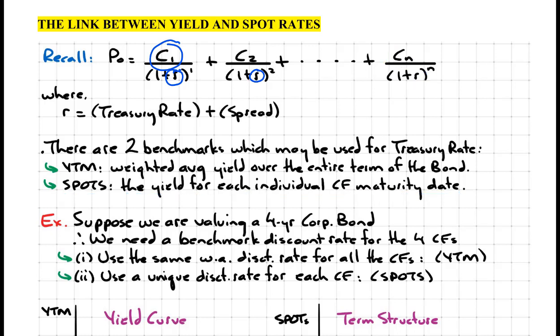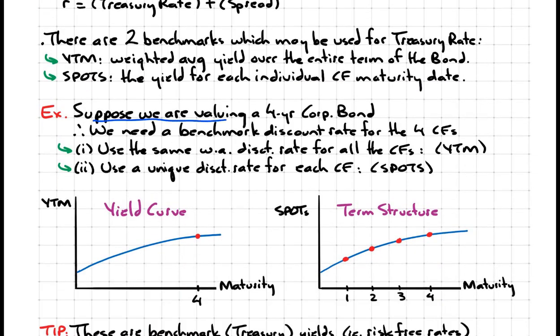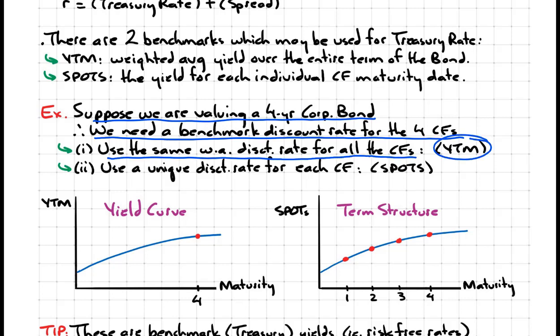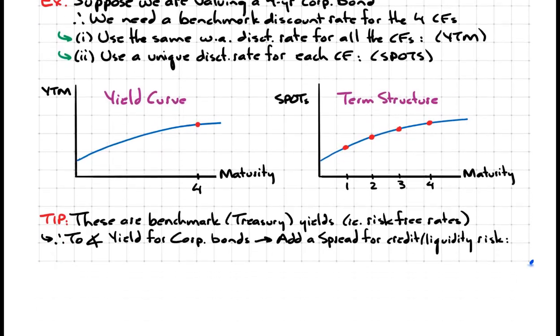Let's do an illustration. Suppose we're valuing a 4-year corporate bond and we need a benchmark discount rate for the 4 cash flows. So we can use the same weighted average discount rate for all the cash flows. That would be the yield, or the yield to maturity benchmark. Or we can use a unique discount rate for each cash flow. These would be the spots. So here's a visual of what we're discussing.